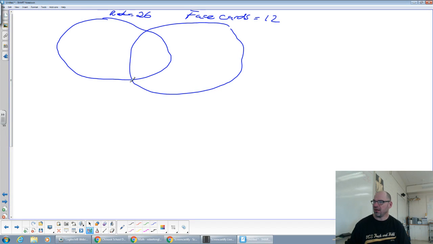Now, how many red face cards are there in a deck of cards? Well, there's Jack of Hearts, Jack of Diamonds, Queen of Hearts, Queen of Diamonds, King of Hearts, King of Diamonds. So there's 6 of them that are in both. We can either use the formula or the Venn diagram. I'm going to use the Venn diagram first, and then I'll show you the formula after. If there's 26 red cards and 6 of them are in here, 20 of them are here. If there's 12 face cards and 6 of them are here, then there's 6 of them there.